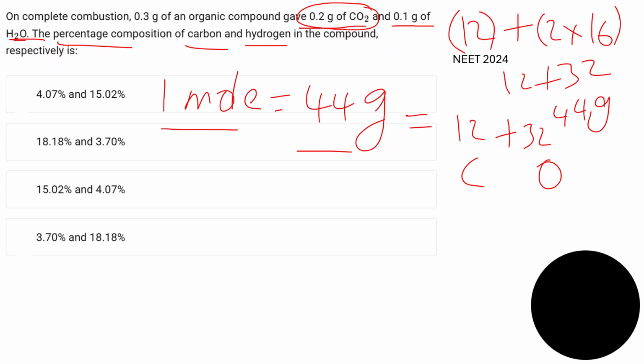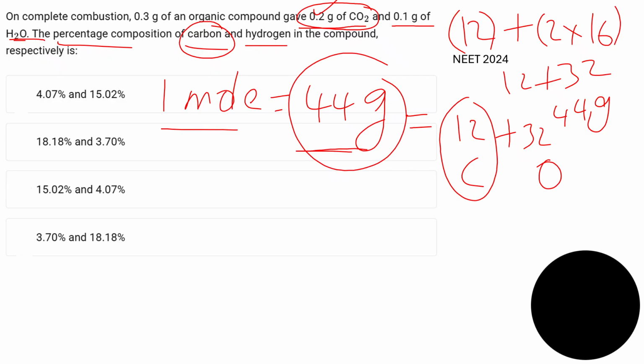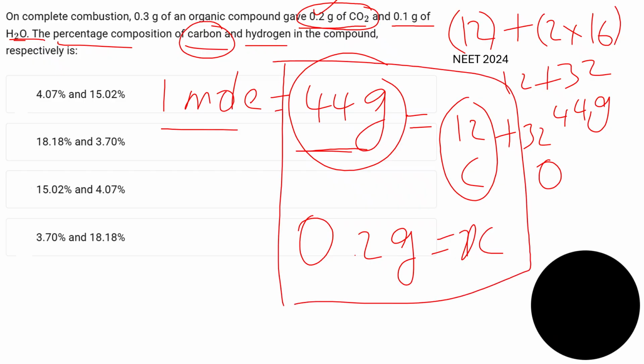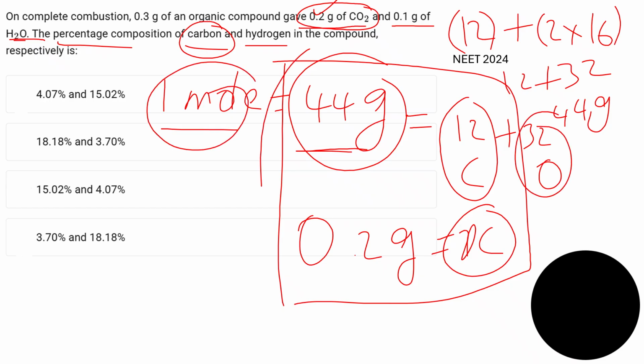In 0.2 gram we only need to find carbon alone. Don't take oxygen, only take carbon. 44 gram contains 12 gram of carbon. Then 0.2 gram contains how much carbon, x? We only need to solve this; the remaining things are not needed. Because we can convert grams into percentage, not moles into percentage. So we don't worry about moles or oxygen, only this.